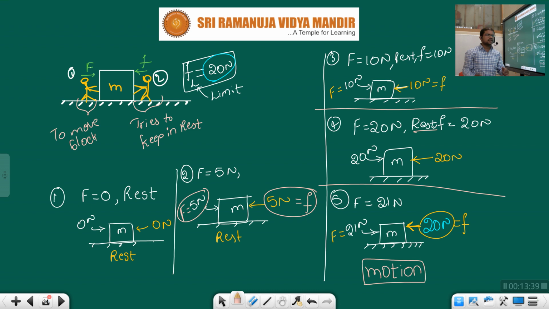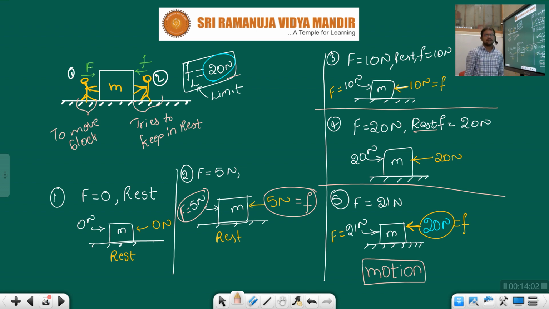Now the first person increased his force to 21 newtons, children. Are you expecting the second person to increase to 21 newtons? He can't exert that much force. His potential is limited. He can exert only up to 20 newtons of force.